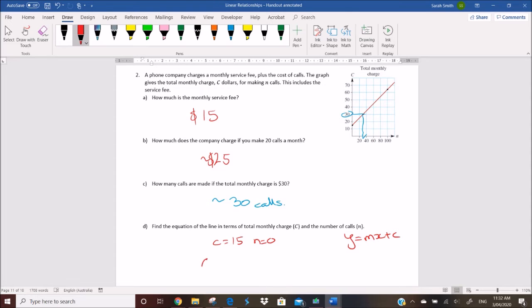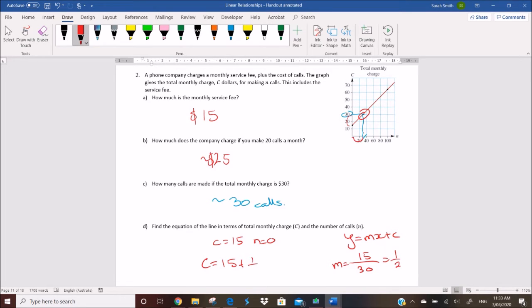So we're looking for c equals, so we're going to have 15 plus, and we need to work out what our number of calls is. So to work that out, we need to determine our gradient. So for our second point, if we look at this point here, we've made 30 calls. So our run, when we look at our gradient, our run across is 30 because we've gone from 0 to 30. And we've gone from 15 up to 30 here. So that's a difference of 15. So our gradient is a half.